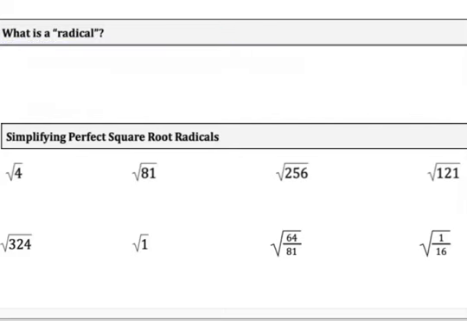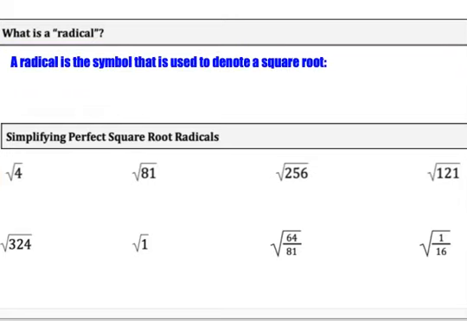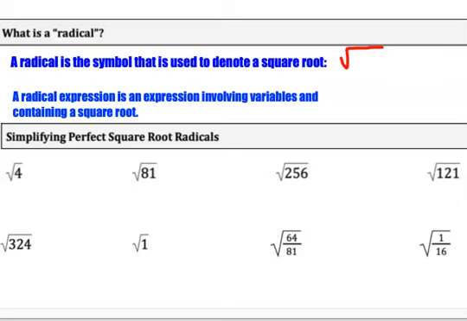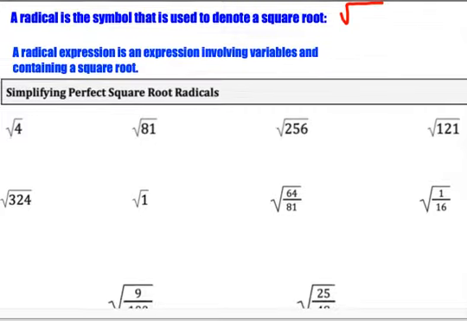So what is a radical? A radical is the symbol that is used to denote a square root, and it looks like this. I'm sure you've found it on your calculator before, and I know that we've used it this year to solve things. So radical is just another word for square root. We're going to talk about radical expressions. A radical expression is an expression that has variables and square roots, so it's combining both of them. That's what this chapter is about: how to simplify those and reduce as much as possible. All right, let's keep looking here.